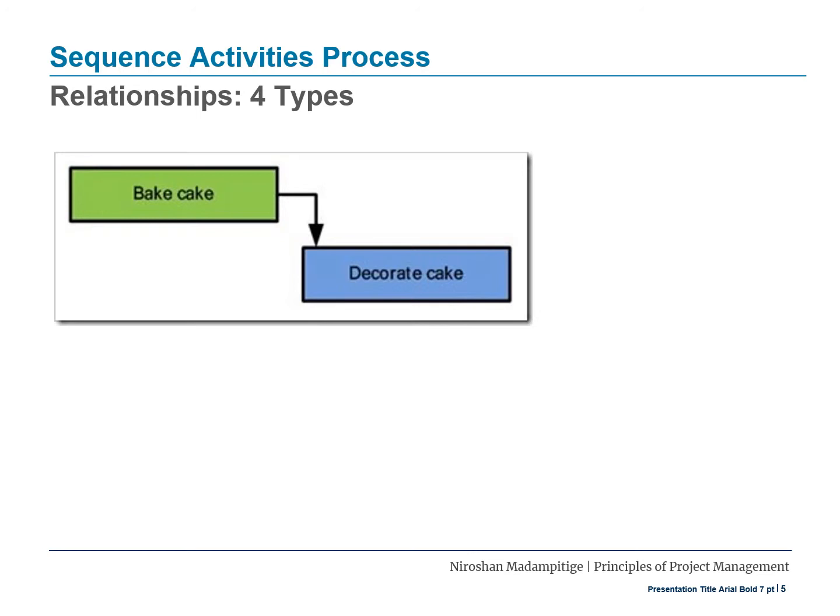Now let's have a detailed look at some examples for these four types of relationships. Finish to start. This is the most common type of dependency and is the default type of dependency that project software uses. In a finish to start dependency, the second task in the relationship can't begin until the first task finishes. For example, if you were planning a project to make a wedding cake, you might use a finish to start dependency between the bake cake and decorate cake tasks. When the bake cake task is finished, the decorate cake task can begin.